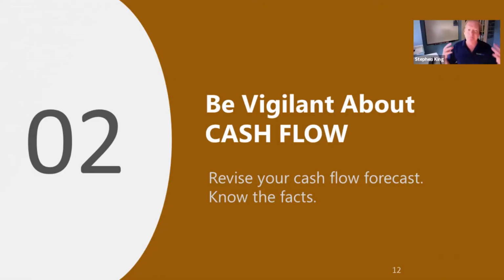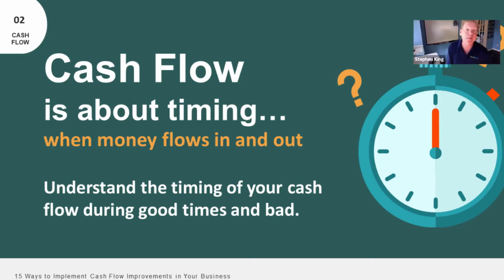Step 2 is about managing your cash flow, because small businesses fail because of 3 reasons. They fail because of cash flow, cash flow, and cash flow. You get the point. Now you've got to have a cash flow forecast and really understand the facts to understand where you are, because cash flow is about timing.